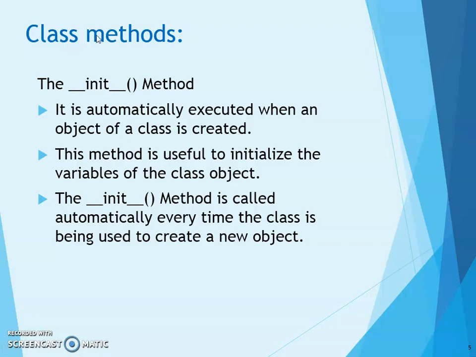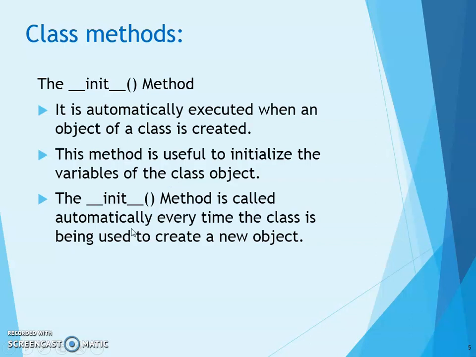Now when we are writing code for a class in Python, one method is used, that is the init method. The syntax for the init method is: before writing init, there is a double underscore, followed by a double underscore again, and then round brackets. This method is automatically executed when the object of a class is created. This method is useful to initialize the variables of a class object. So init means to initialize. This method is used to initialize the variables of a class object.